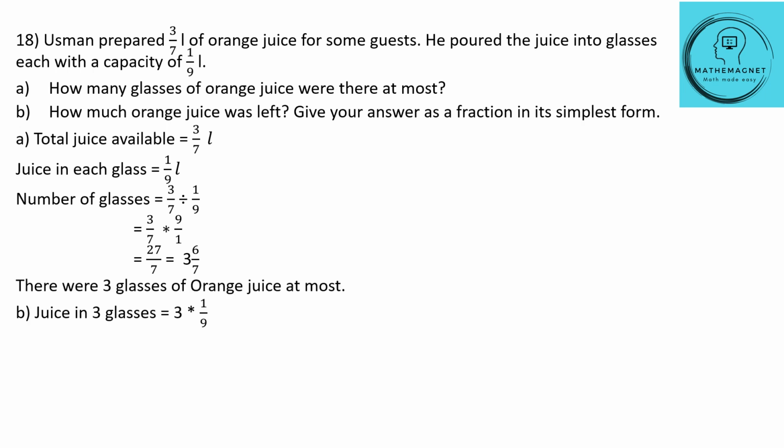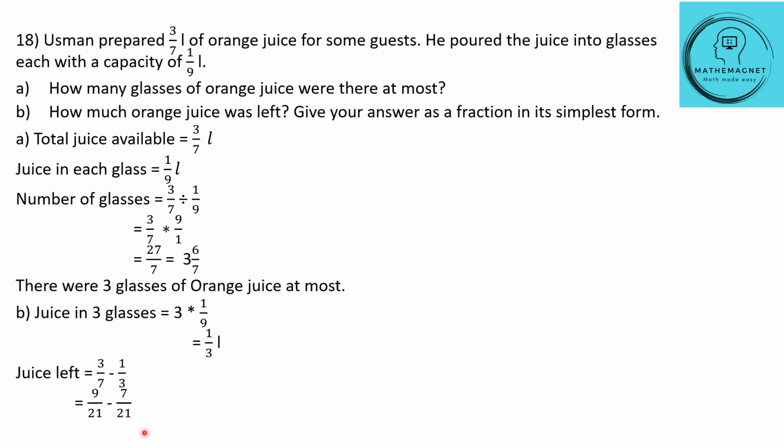Now to find question B, the amount of juice that is left, the juice in 3 glasses we know is 3 into 1/9, which is equal to 1/3 liters, and we know that he had 3/7 liters, so the juice left will be 3/7 minus 1/3. We'll convert it into like fractions, so you multiply 3/7 by 3 and 1/3 by 7, so it becomes 9/21 minus 7/21.